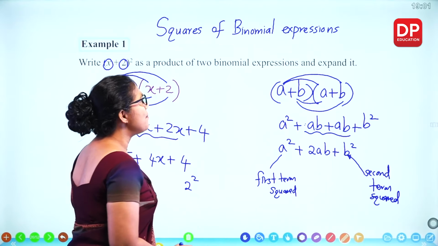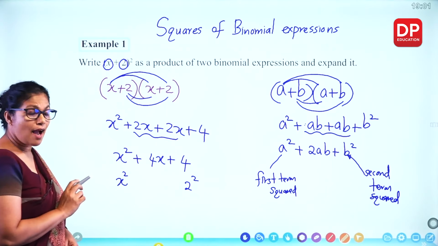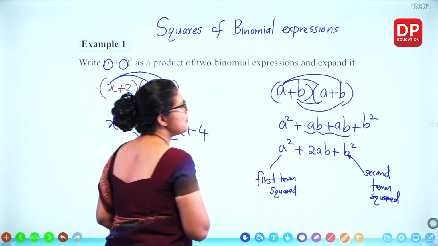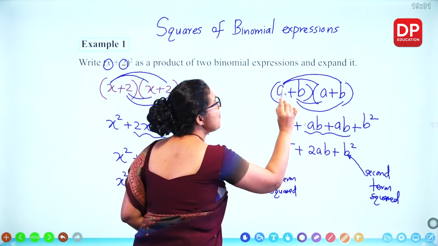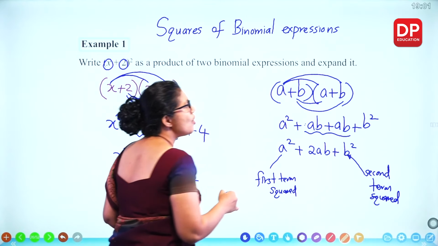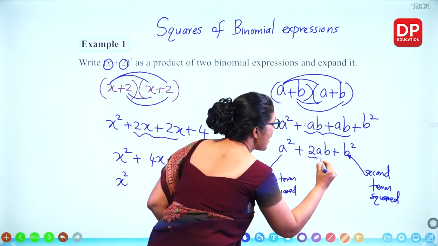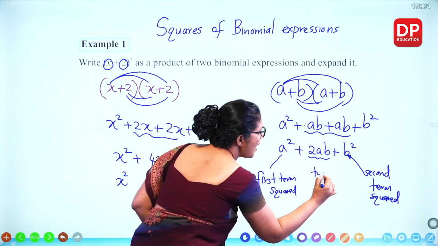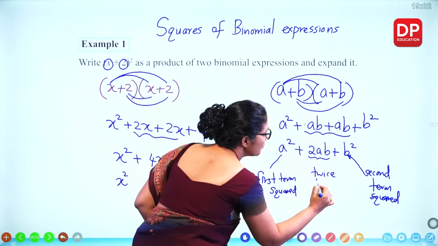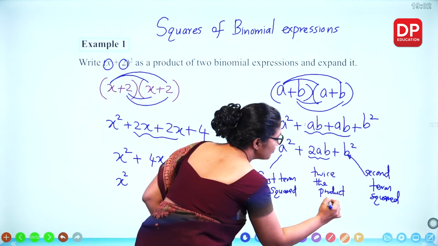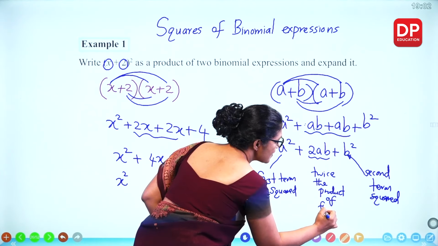Now, what's the middle term? Look carefully. So here 2 times a times b. That means we multiply these two and multiply by 2 again. So we can write this term as twice the product of first and second.